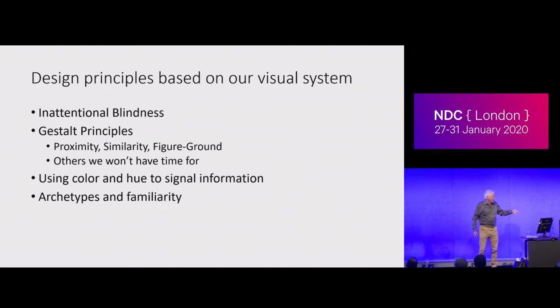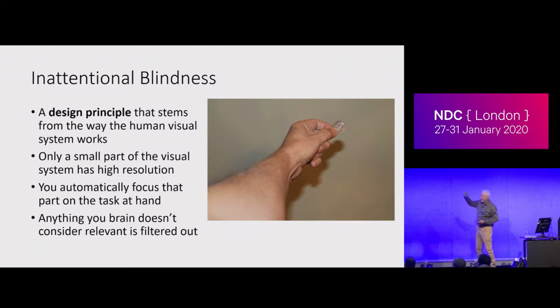Gestalt principles are up next. We're going to look at color and hue, how we perceive that to signal information. We're going to look at other experience-based visual things, such as archetypes and familiarity that combine visual and cognition. But inattentional blindness is the first one because I demonstrated to you that it exists in you. And that's a way of helping you understand it exists in just about everybody.